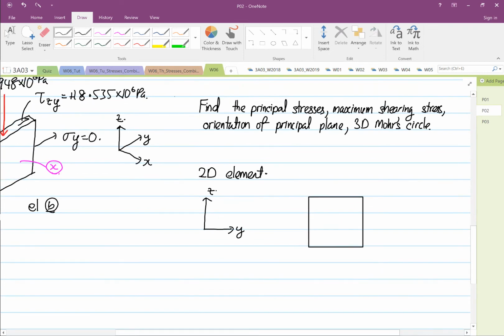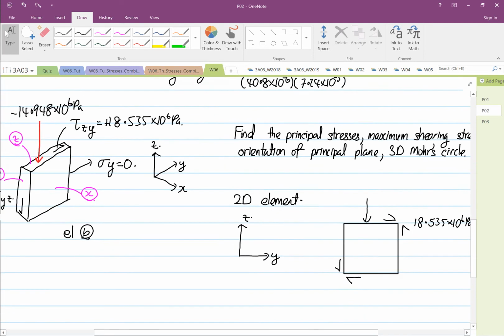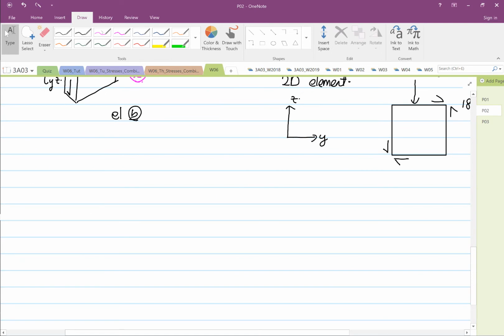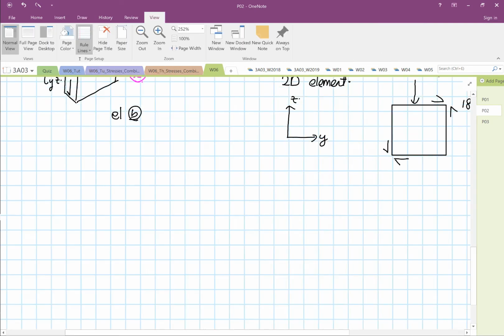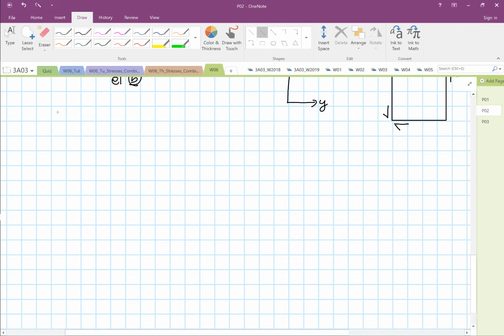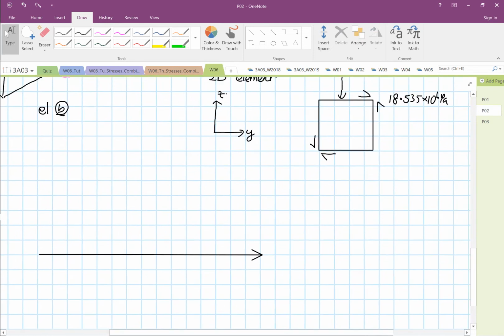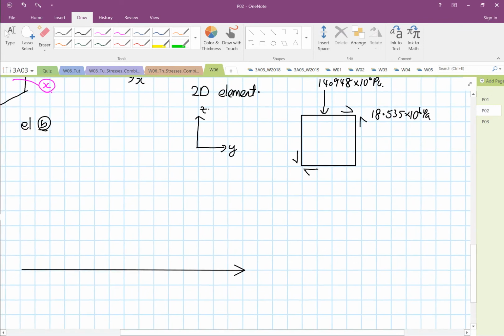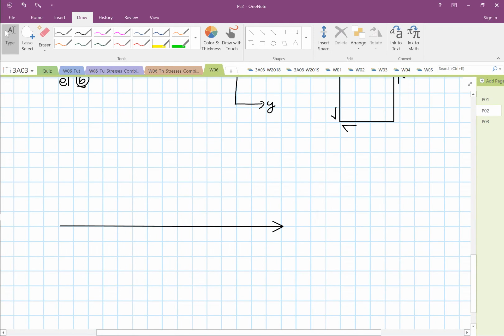so we have the shear going at 18.535 times 10^6 Pascal. And then we have a compression coming in at 14.948 times 10^6 Pascal. So now we're going to construct a Mohr circle. So we have our axis over here. Okay, so this will be our normal stress, this in compression. So I'm going to focus on compression.